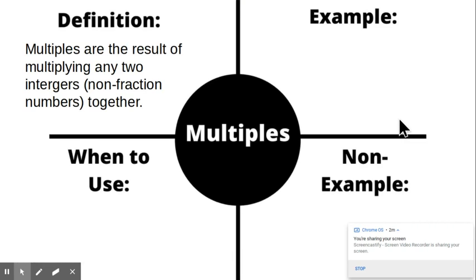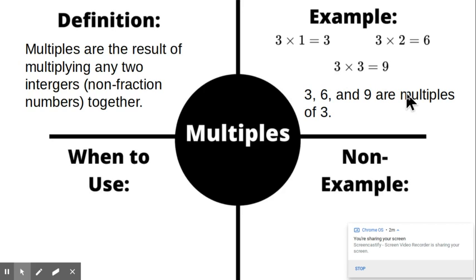The next definition is multiples. Go ahead and write that down in your journal. The definition of a multiple is multiples are the result of multiplying any two integers or non-fraction numbers together. They are the multiples of whatever number. So let's see here. 3 times 1 equals 3. 3 times 2 equals 6. 3 times 3 equals 9. So 3, 6, and 9 are the multiples of 3.